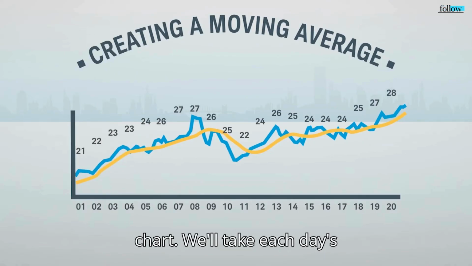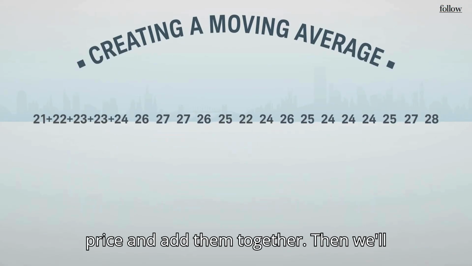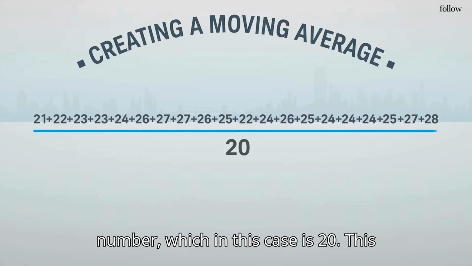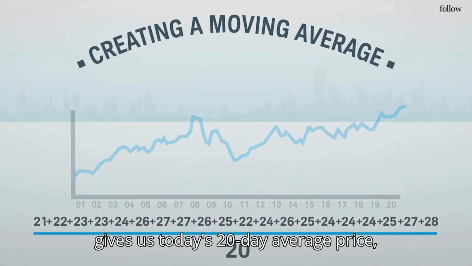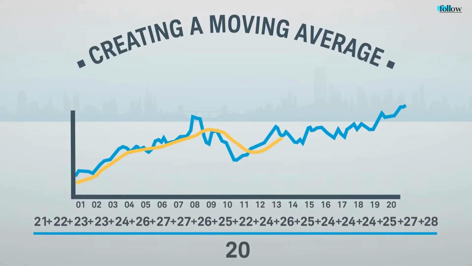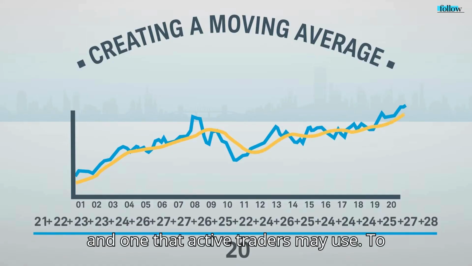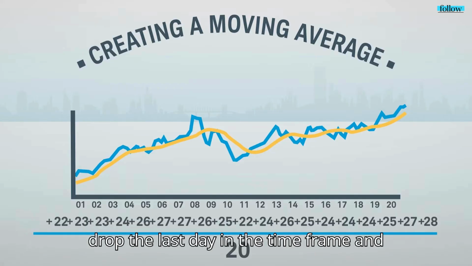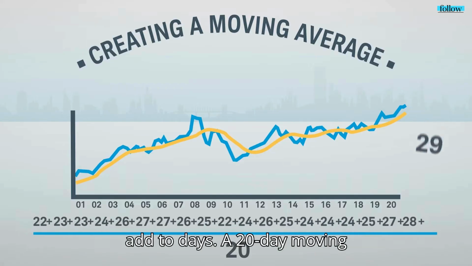We'll take each day's price and add them together. Then we'll divide that number by our time frame number, which in this case is 20. This gives us today's 20-day average price, which is a short-term moving time frame and one that active traders may use. To create a moving average, each day we drop the last day in the time frame and add today's.